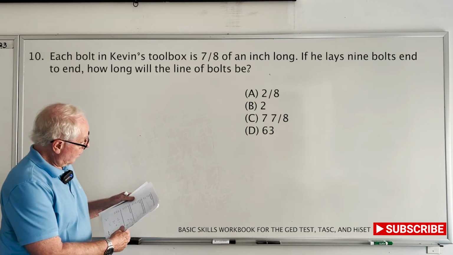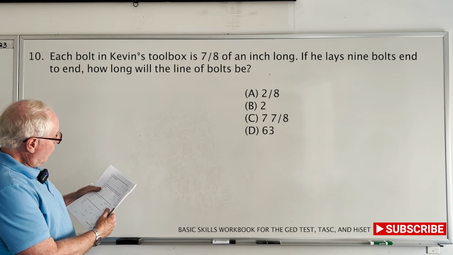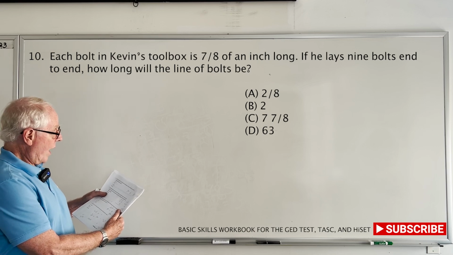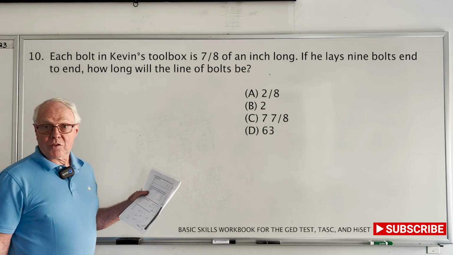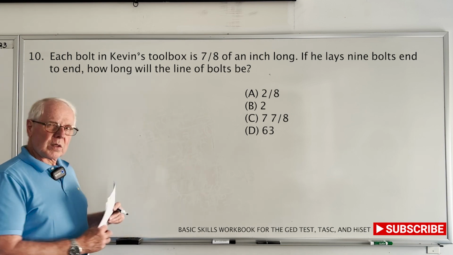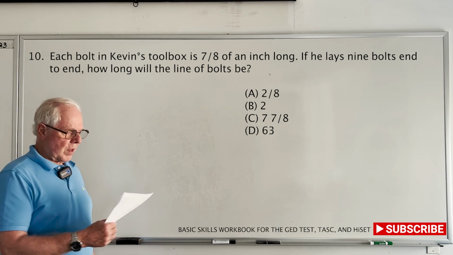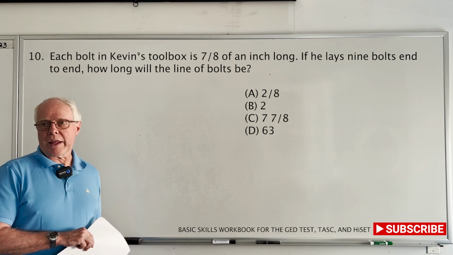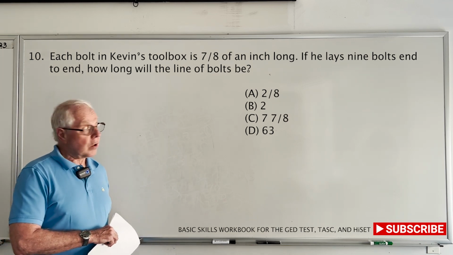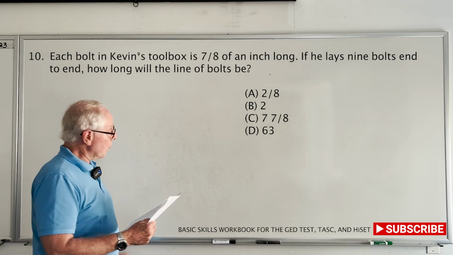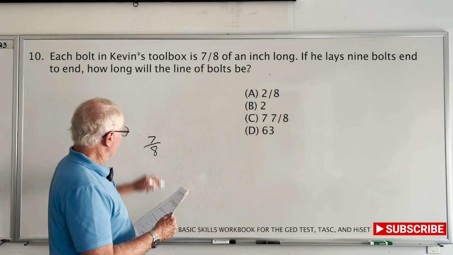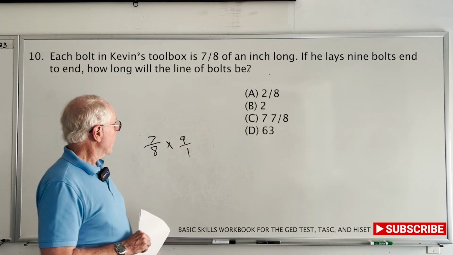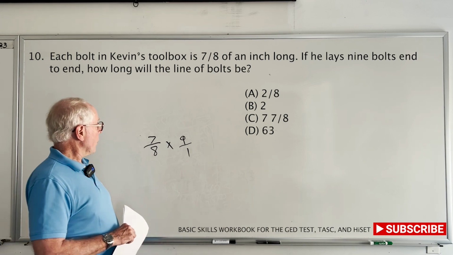Number 10 says, each bolt in Kevin's toolbox is 7/8 of an inch long. If he lays 9 bolts end to end, how long will the line of bolts be? Okay, so what operation do you think that's going to be? Well, I guess we could add 7/8 plus 7/8 plus 7/8 plus 7/8 9 times, but I think you'll agree that a lot quicker way would be to multiply. So here's the length of 1 bolt, and there's going to be 9 of them altogether. That's a multiplication problem.